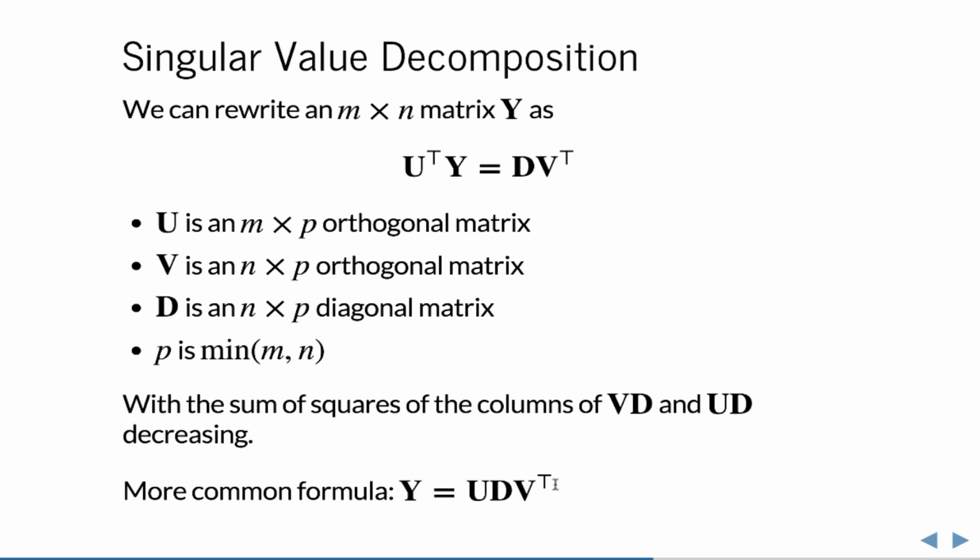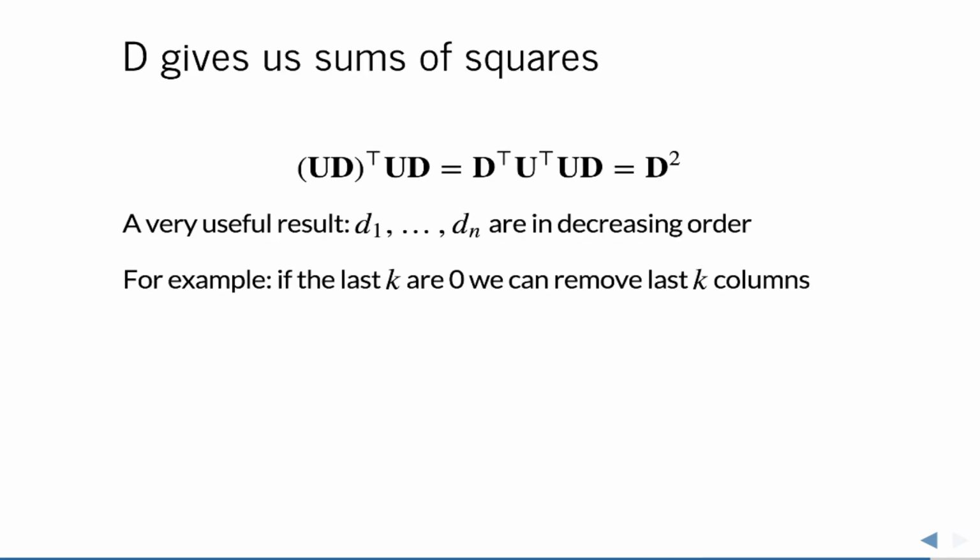I'll note that the more common way to represent this transformation is shown down here. It's equivalent to this form that I find slightly more interpretable. So here's an important characteristic. If you take the cross product of UD with itself, so UD transpose UD, that's going to give us the sum of squares of the columns of UD. And if you do the math here, because U is orthogonal, it cancels out, and you are left with D squared. So this tells us that the entries of D, if you square them, tell you the sum of squares of UD. That is going to come in very, very soon.